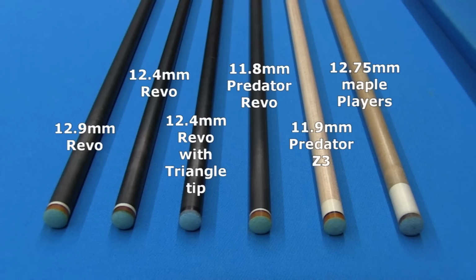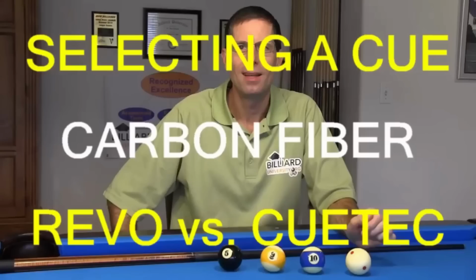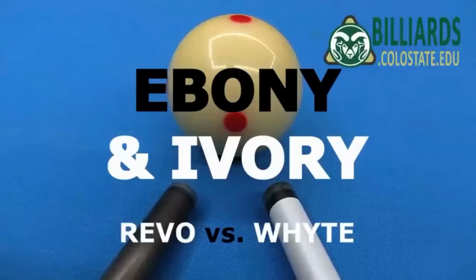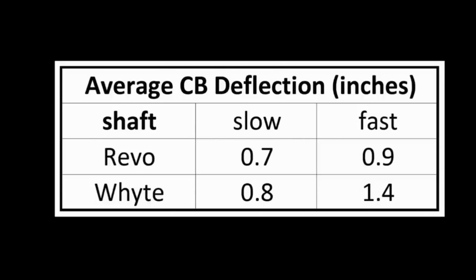And not all LD and carbon fiber shafts are the same. If you check out my carbon fiber LD shaft comparison videos, you will see that the amounts of cue ball deflection can be very different.